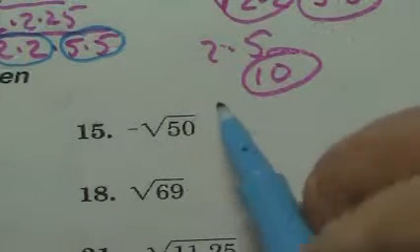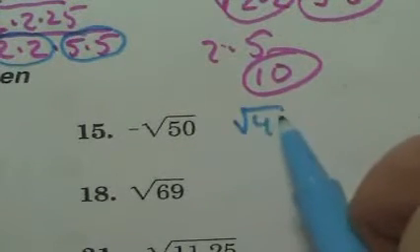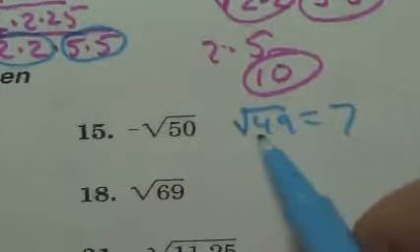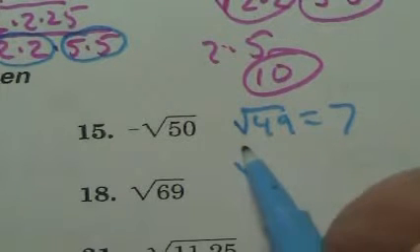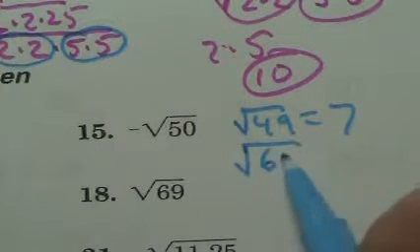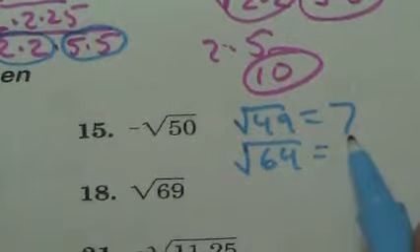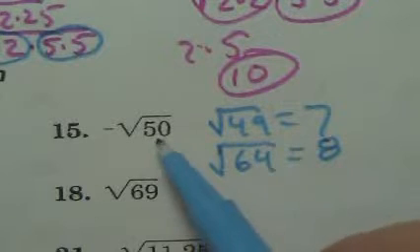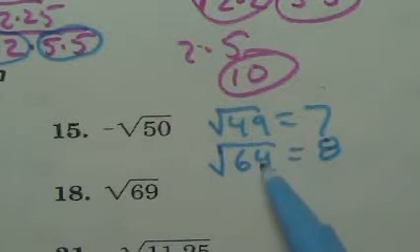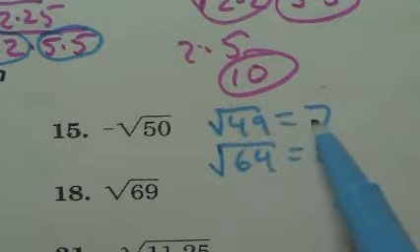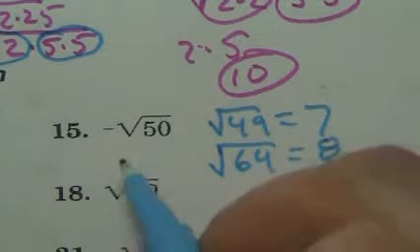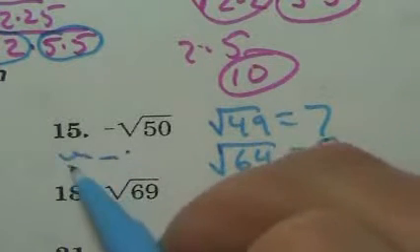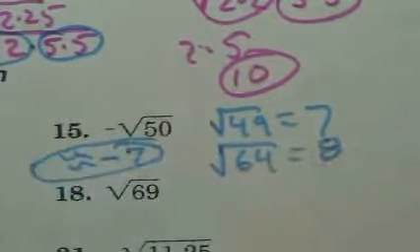Okay, let's see, we know that 49 is 7, right? Because 7 times 7 is 49. So square root of 49 is 7. And the next one, 8 times 8 is 64. So it's 8. So it's either closest to 7 or closest to 8. What is 50 closest to? 49 or 64? It's closest to the 49. So it's going to be closer to 7 than it is 8. And actually we got a negative here. So it's approximately negative 7.